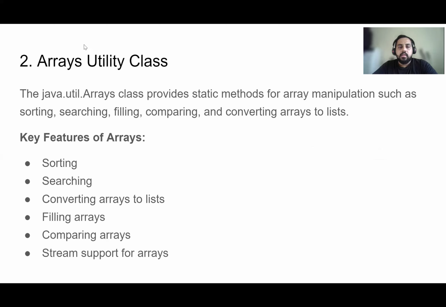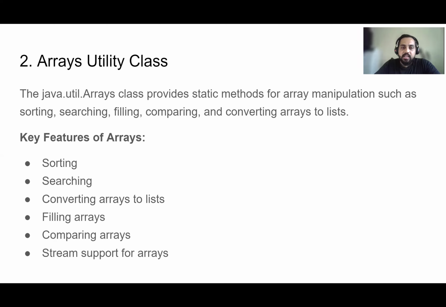Okay. So this is all about the Collections utility class, which is only for collections type of data. Let's come to our array type of data. We have one more utility class called the Arrays utility class. It's also present in the same java.util package, because these are all utility classes. It provides static methods for array manipulation. Same, it has static methods for some of the operations.